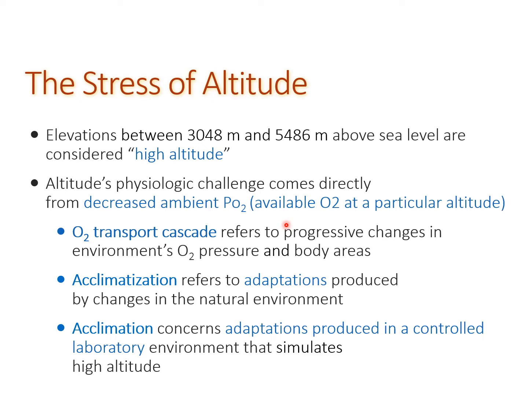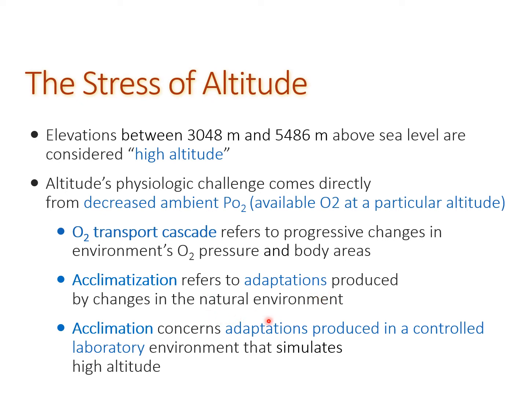Now there's a few terms that you guys are going to want to be aware of as we start out here. So we're going to talk about the oxygen transport cascade, and this refers to the progressive changes in the environment's oxygen pressure and body areas. So you're going to see that as there's less available oxygen in the atmosphere, this oxygen transport cascade can get stressed.